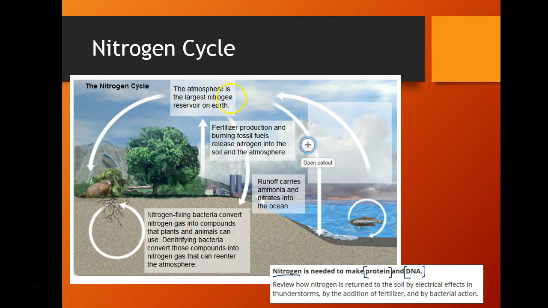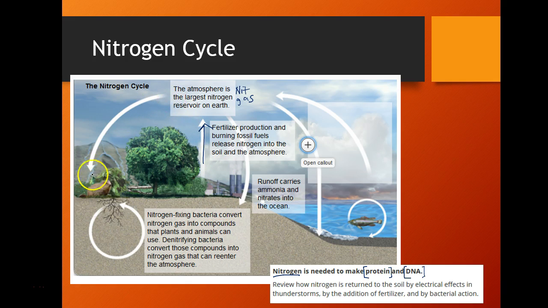So the atmosphere is where most of the nitrogen is found on Earth. Remember, with water, we found that the largest reservoir for water was the oceans, but for nitrogen, it's actually found in the atmosphere in the form of nitrogen gas. There are a couple ways that nitrogen can get back into the atmosphere. One is by fertilizer production and the burning of fossil fuels that releases nitrogen into both the soil and also into the atmosphere. So we have lots of nitrogen in the atmosphere.